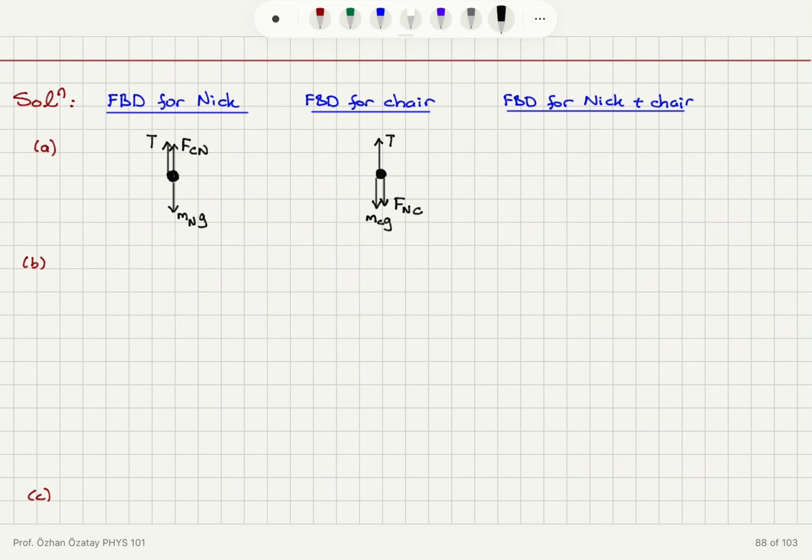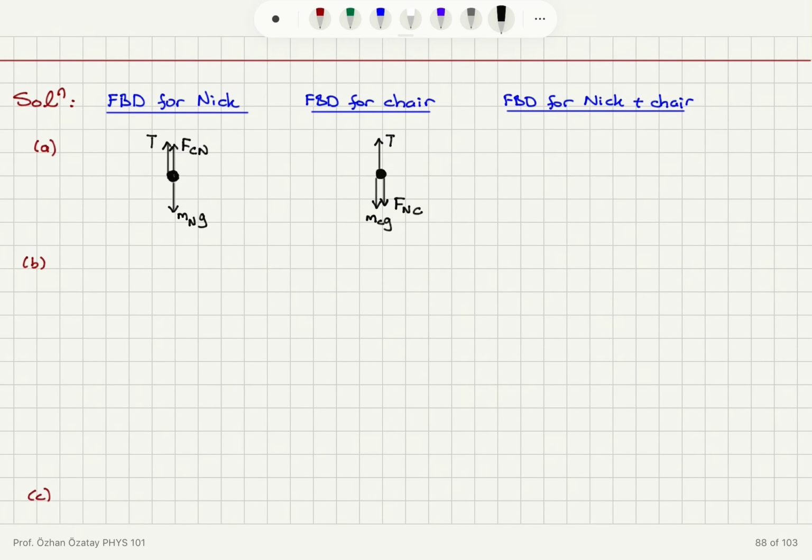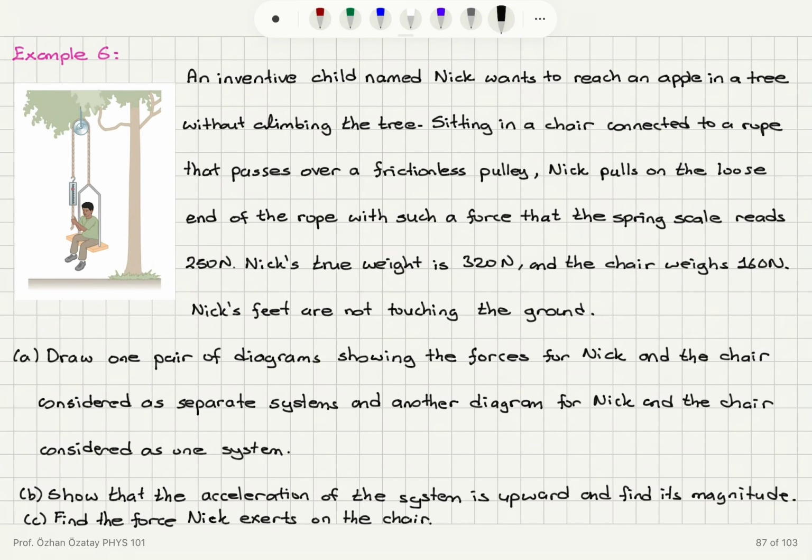Because we talked about this before, it's the same tension that appears on Nick and the chair because we have a lightweight cord here. And if I consider Nick and the chair as a single system, Nick plus chair, I can basically isolate Nick plus chair. So let's quickly do this. Nick plus chair is here. So this system feels 2T pointing up and the total weight pointing down.